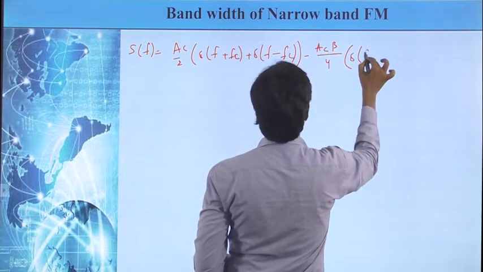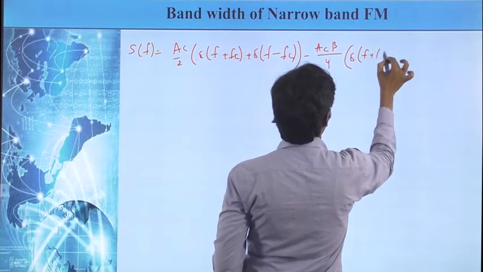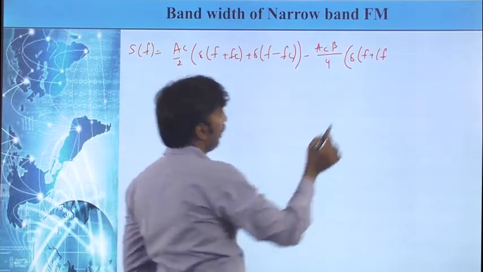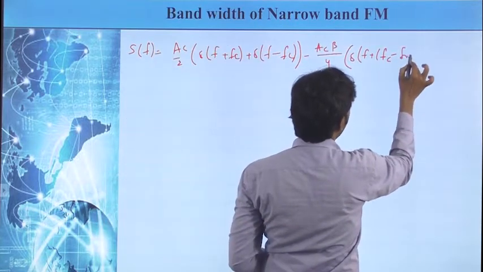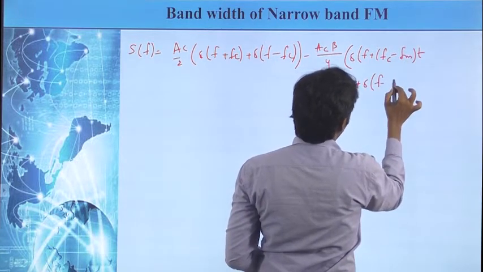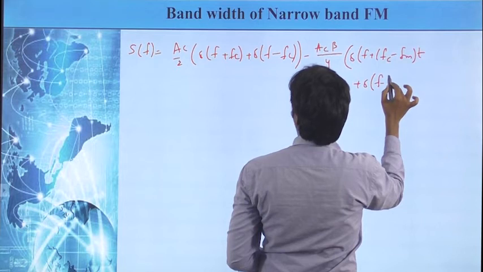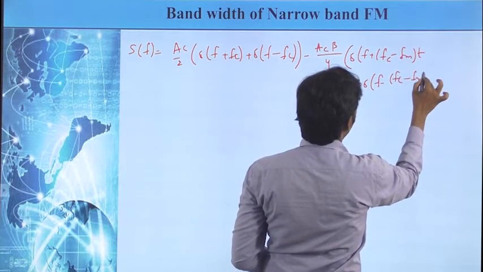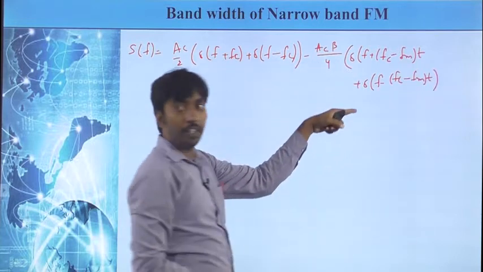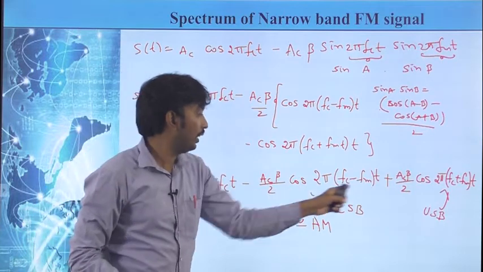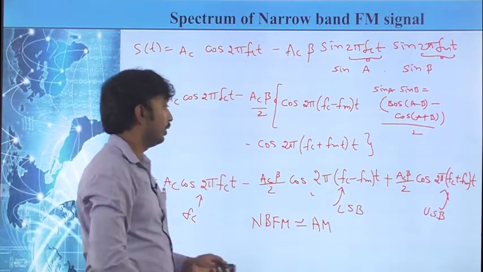δ of f plus, what is this? f minus fc minus fm, right? δ(f plus (fc minus fm)) plus δ(f minus (fc minus fm)). Now this is the function for this function, cos 2π(fc minus fm)t.